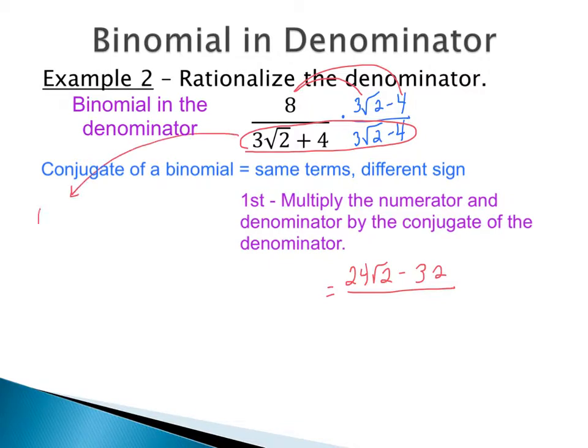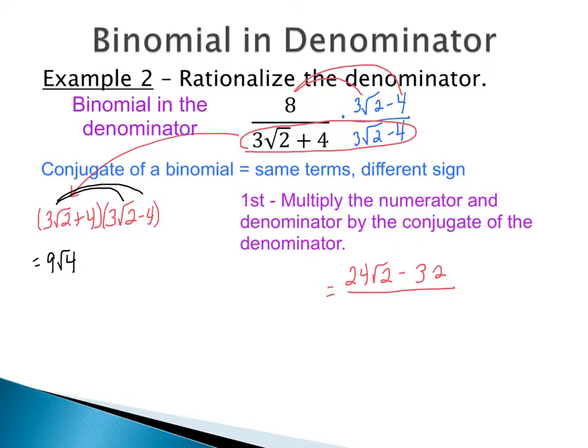So we're doing here 3 square root of 2 plus 4 times 3 square root of 2 minus 4. If I'm working this out fully, I need to distribute or FOIL. So if I'm multiplying 3 square root of 2 times 3 square root of 2, that would be 9 square root of 4.